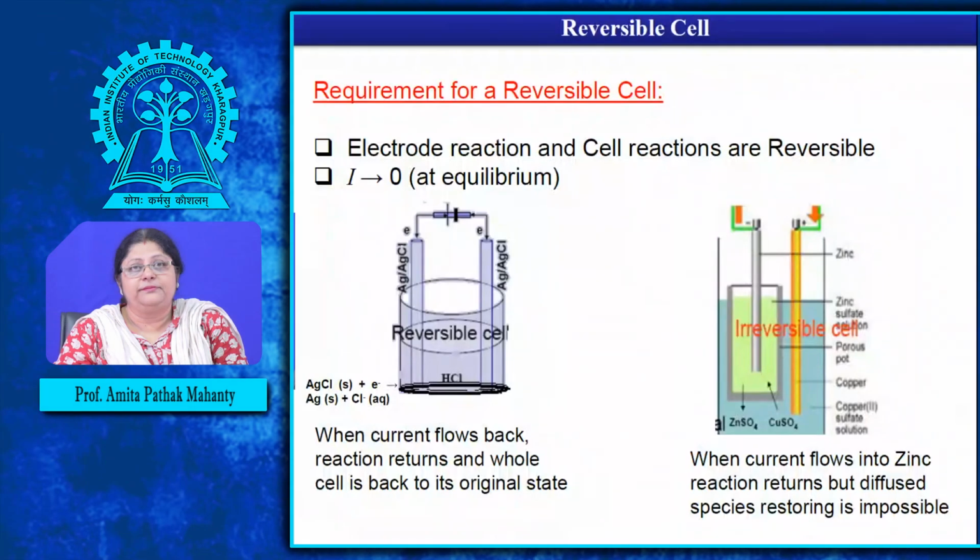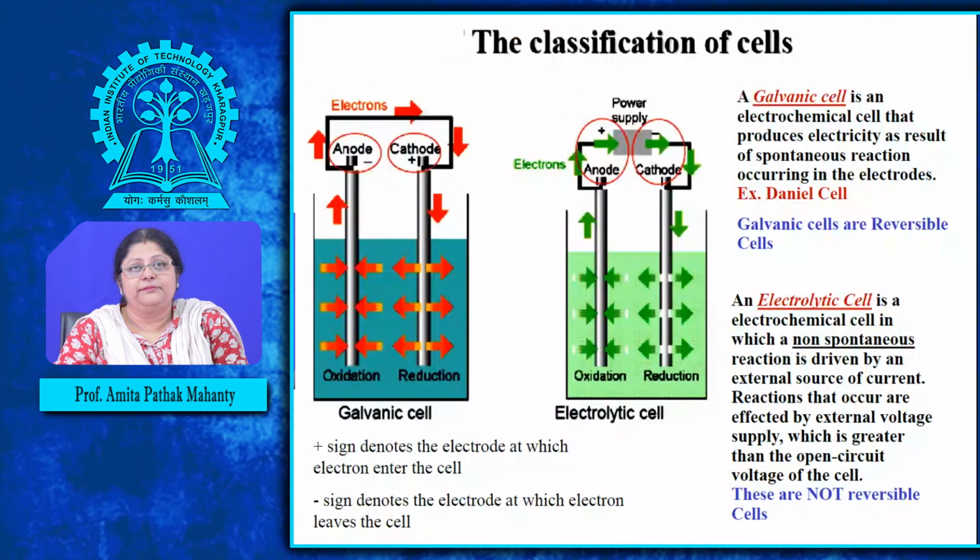What we are looking into is only a reversible cell reaction, and a reversible cell reaction is such that at equilibrium there is no current flow. That is how we define the reversible cell. When we are talking about a galvanic cell, it is a reversible cell. What we are not talking about is an electrolytic cell, which is not a reversible cell.